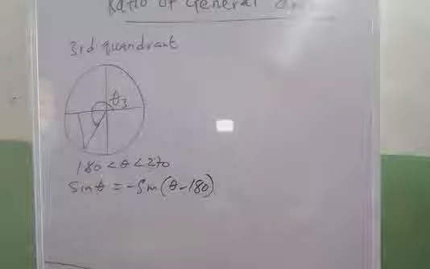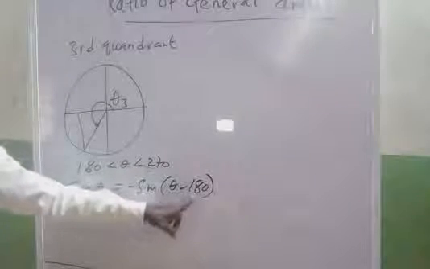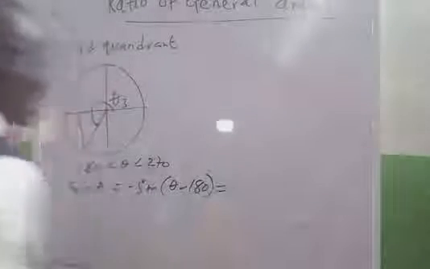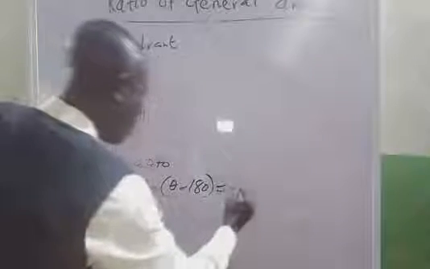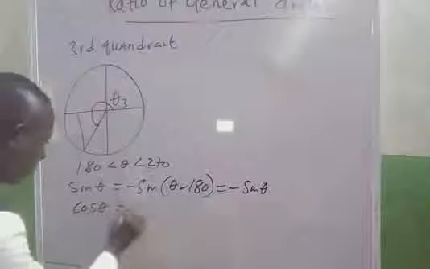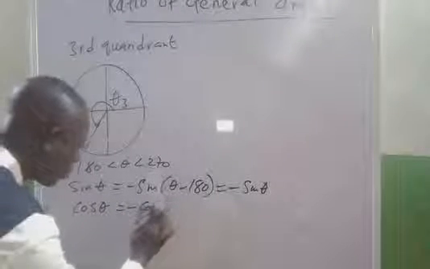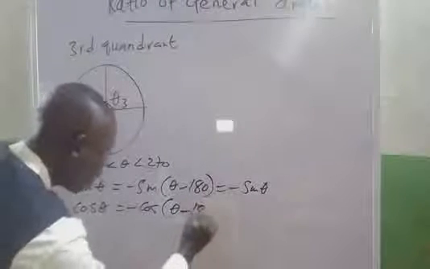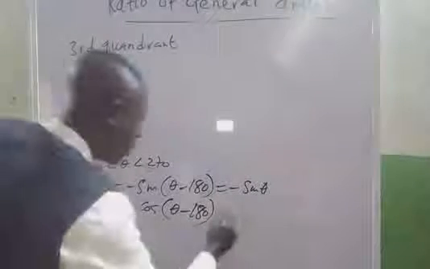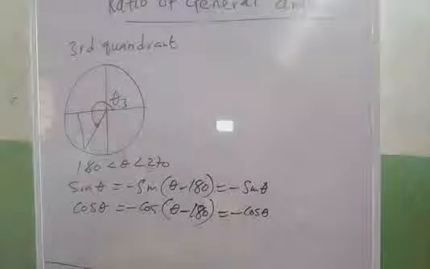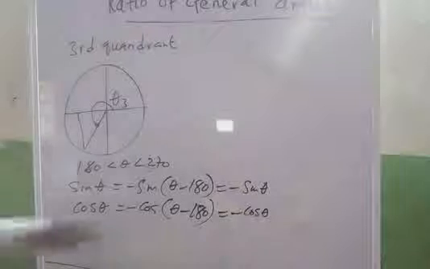Theta minus 180. So any value you have that is above 180, just subtract 180 from it. It will give you the acute value. So here we have minus sine theta. Cos theta is also negative here. That is cos theta minus 180, and this is equal to minus cos theta. So it's going to give you a negative value.